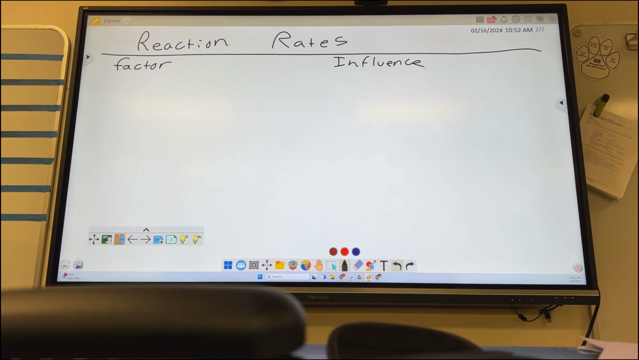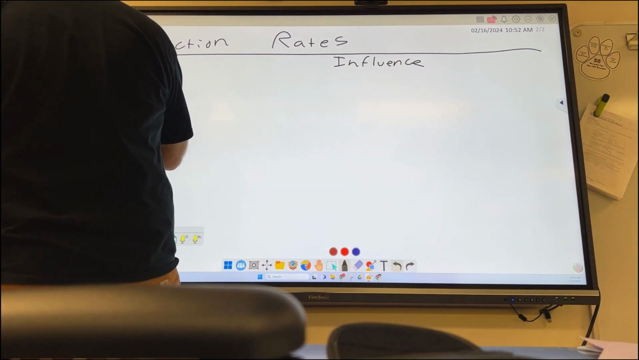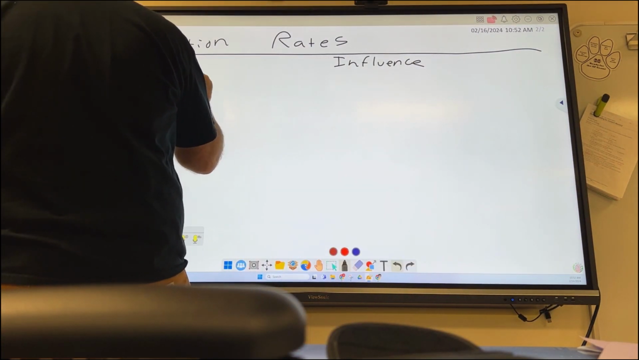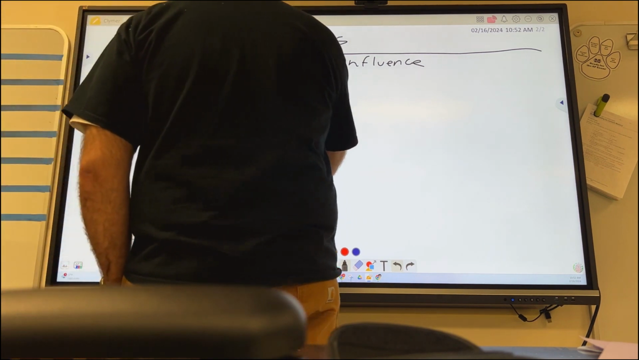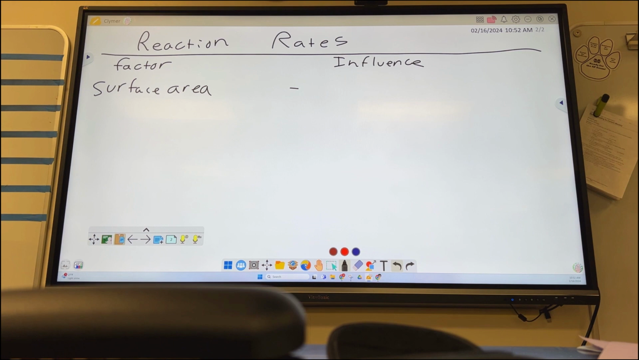So let's think back to the labs that we've done over the last 2 days. Give me a factor that influenced the reaction rates of the labs that we performed. Surface area. Which lab was that? We had to crush up the seltzer tablet. And what influence did that then have on our reaction rate? Smaller surface area, quicker reaction.